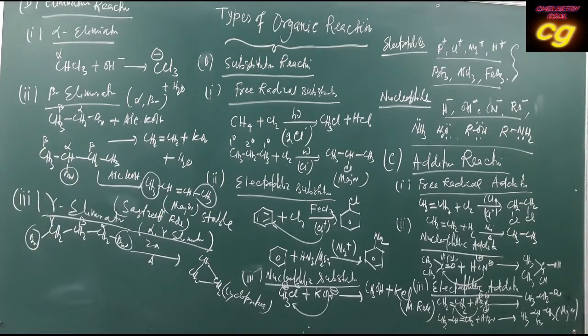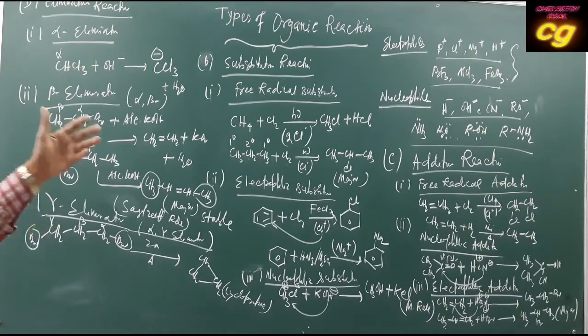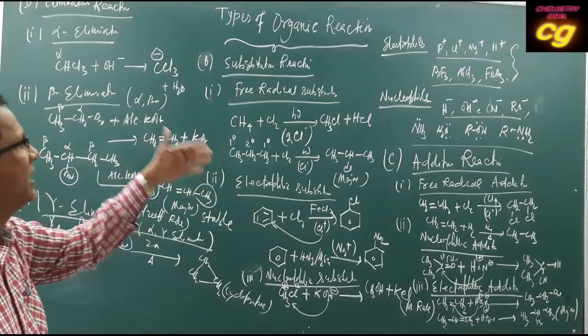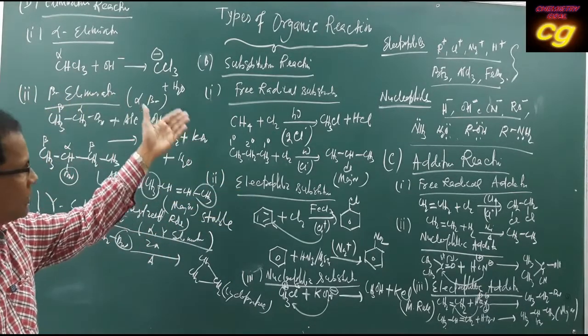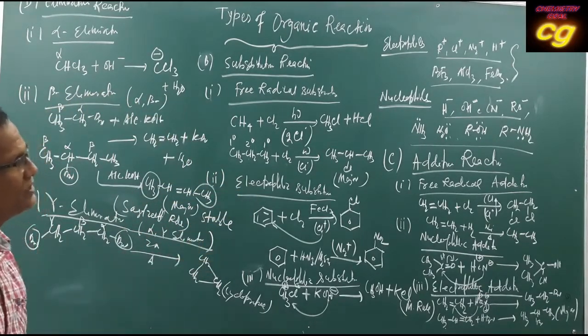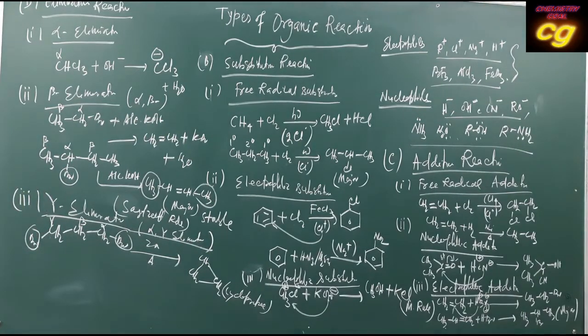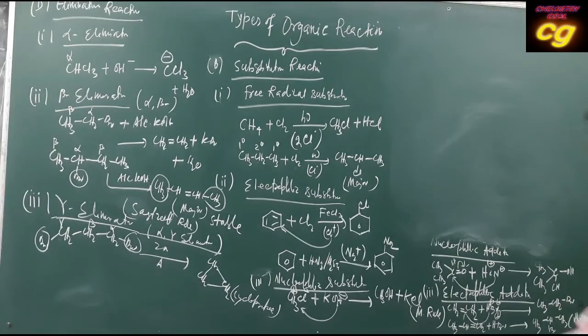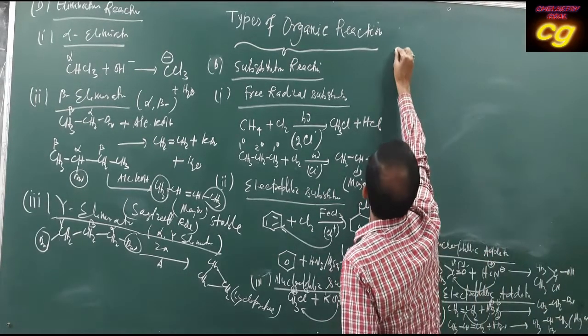On this basis, the types of reagent used are free radicals, electrophiles and nucleophiles, and there are addition reactions, elimination reactions, and also substitution reactions. These are called different types of organic reaction. Besides these, some other important organic reactions may be discussed. Next one is the rearrangement reaction.